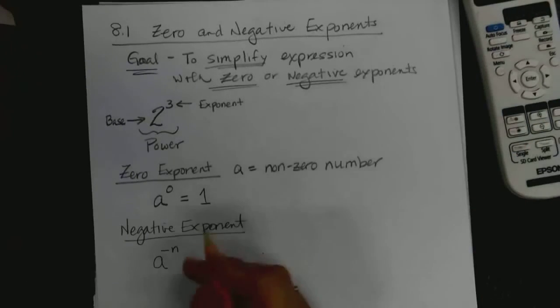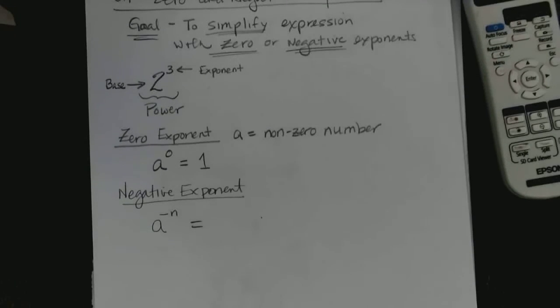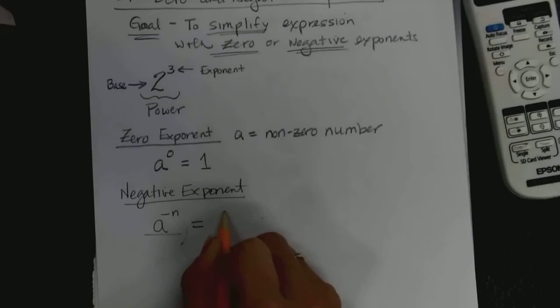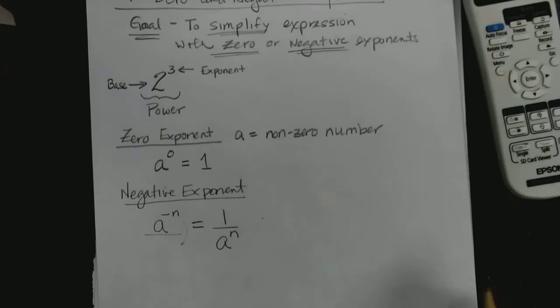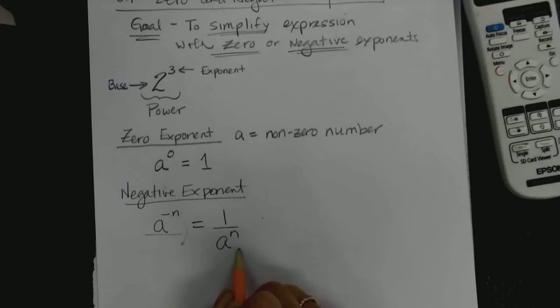The rule is this. If you have a to the negative nth power, make sure that it moves to the bottom. You draw a line and make it move, so this becomes 1 over a to the positive nth power. So whenever you have a negative exponent, it makes it a fraction.